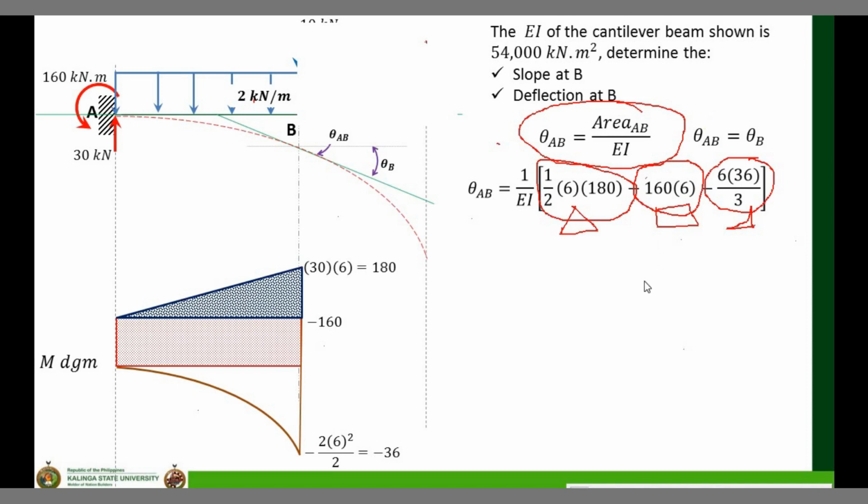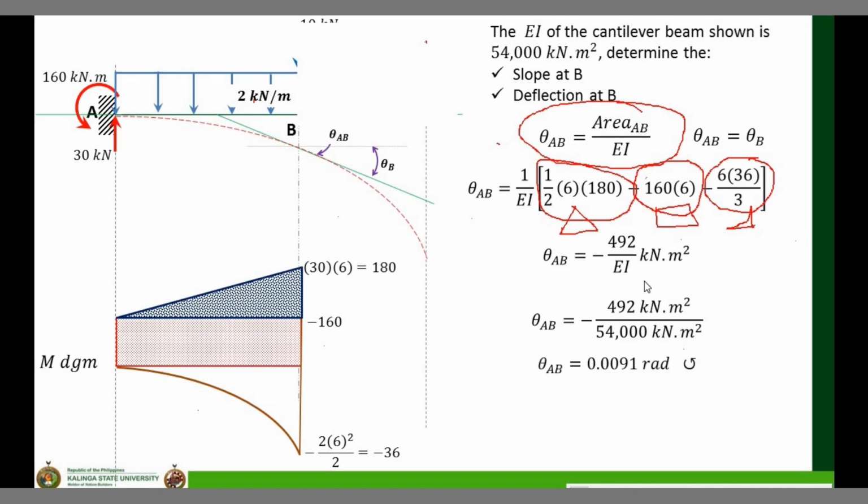Inputting these values in your calculator, my theta AB is equal to negative 492 over EI kilonewton meter squared. Okay, so that is my theta AB. Therefore, may value tayo ng EI that is given in the problem, which is equal to 54,000 kilonewton meter squared. Okay. So my theta AB is equal to 0.0091 radians. And my direction here, negative. Kindly correct this.